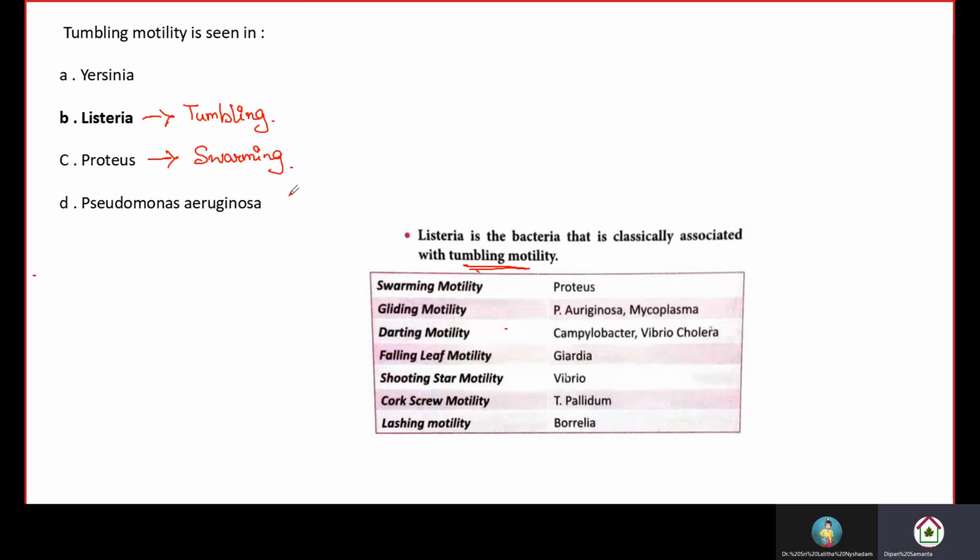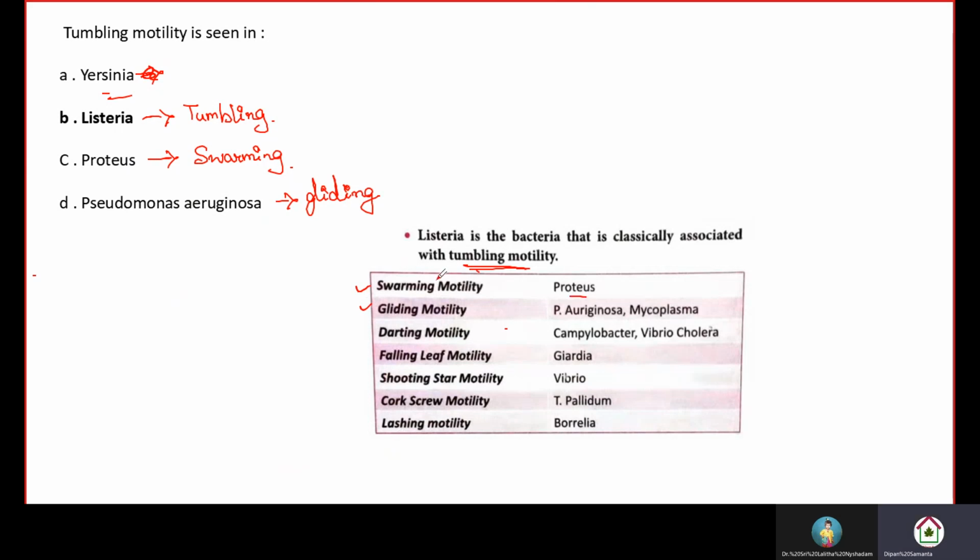Pseudomonas aeruginosa, gliding motility. And Yersinia is not given. So anyway, Yersinia may not show motility as well. Okay, so they have given an option. So anyway, other more options, other motility has to be seen.